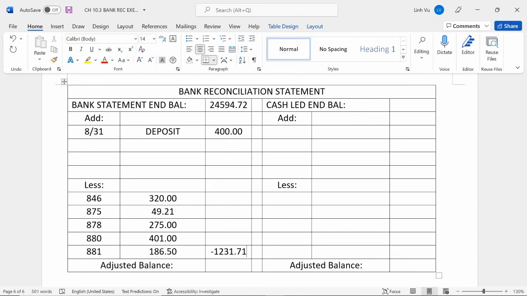So in this case it's $1,231.71. Okay, so now that I have my net, what I need to subtract, that's my total amount of checks I need to subtract. Now recalculate this. Start from the beginning with $24,594.72. You're going to add $400 because that's how much you deposited. Then you're going to subtract $1,231.71. And what do you get?